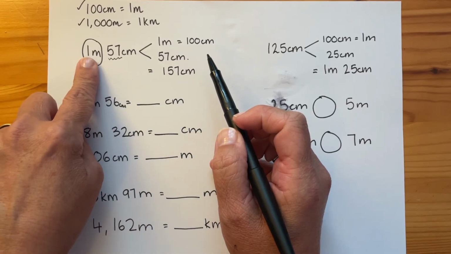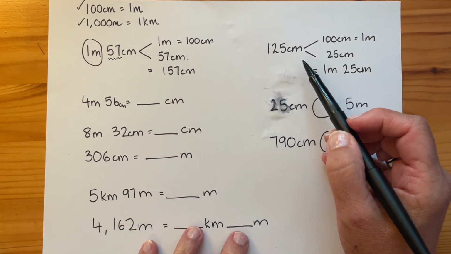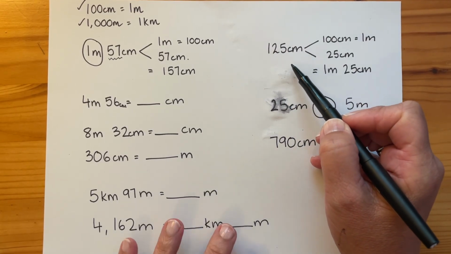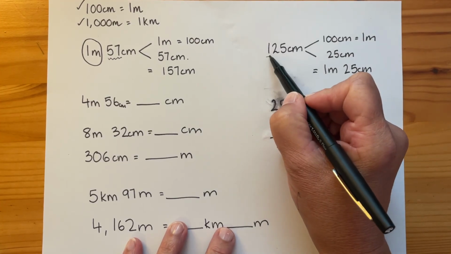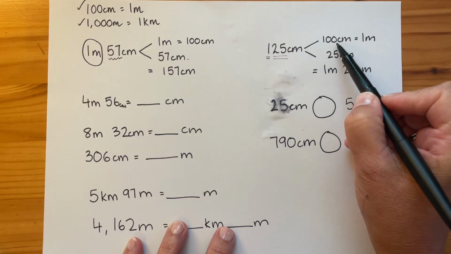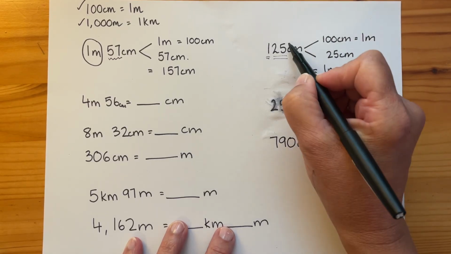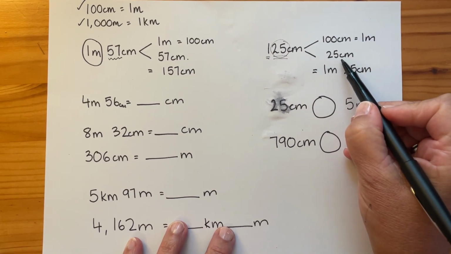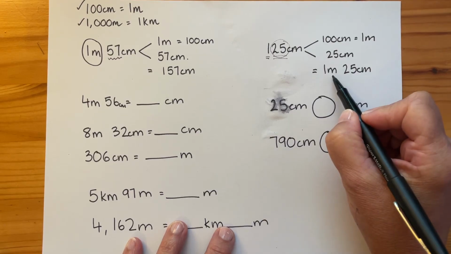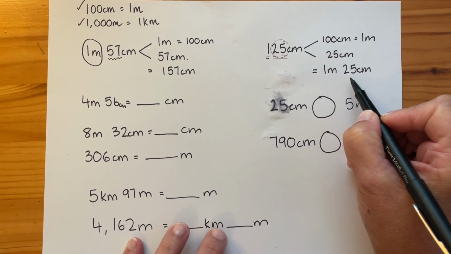If we were converting meters into centimeters, this is what it would look like. And another example here would be, well, what if everything was in centimeters and you wanted to convert it into meters? So you would break it up. You'd say, okay, well, here I have 100 centimeters and I have 25 centimeters. So 100 centimeters is the same as 1 meter. You have the 25 centimeters left over. So 125 centimeters would actually be easier to say that it's 1 meter with 25 centimeters left over.